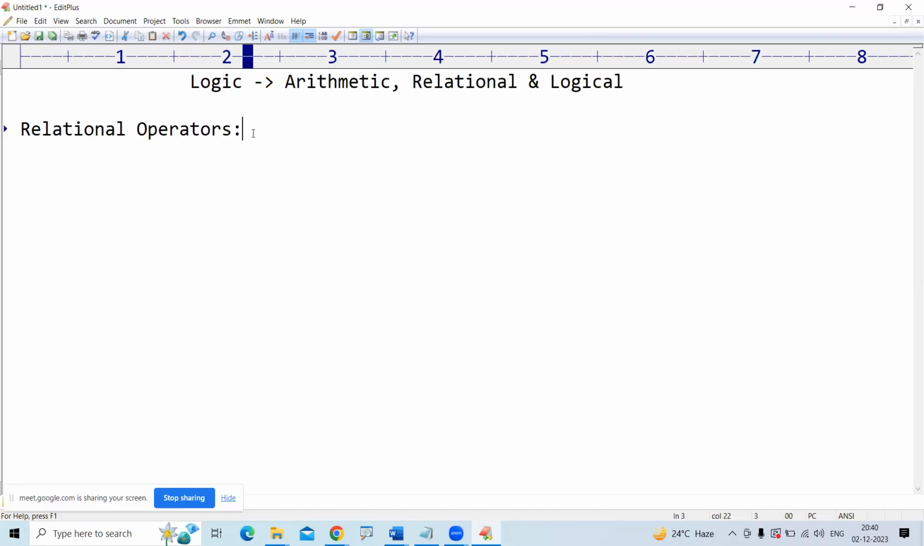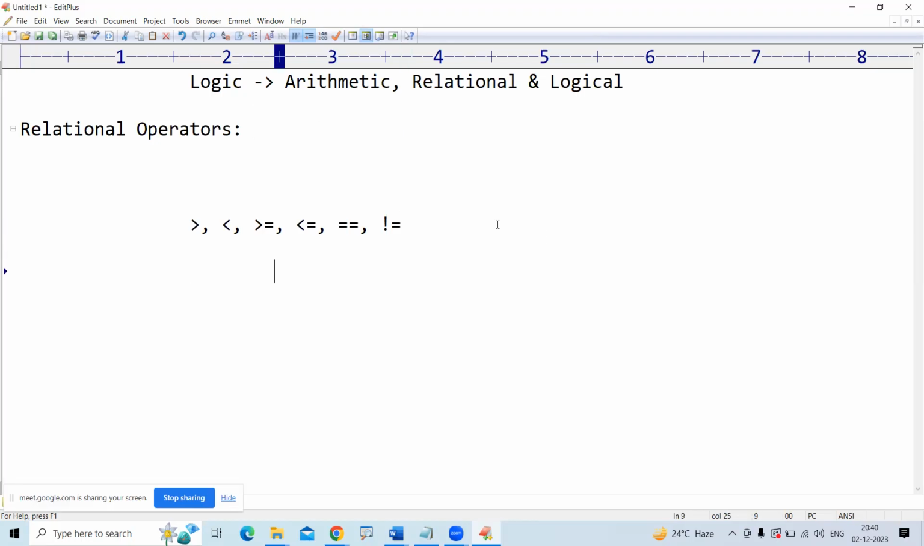So what are the relational operators? First, let me show you the operators: greater than, less than, greater than or equals to, less than or equals to, and not equals to. Here the question is, what will these operators do?